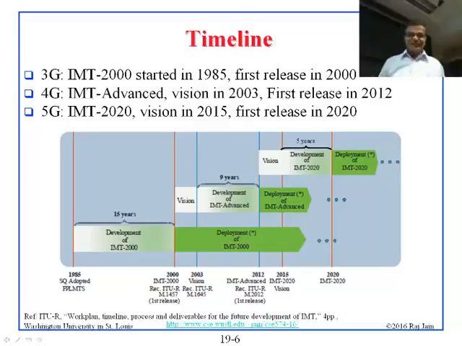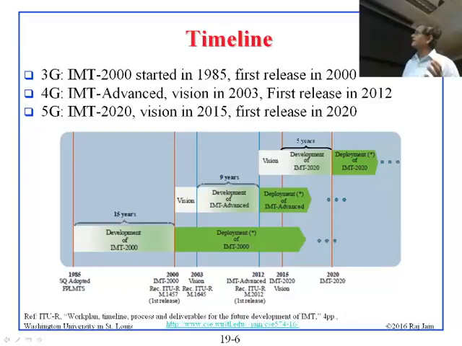All right. So the timeline, when is it going to happen? Now, basically, if you look at 2G started in 1985, and it is called IMT 2000. It took 15 years. So the 4G actually started in 2000. So this is 3G. 3G started in 1985 and ended in 2000. So it took 15 years. 4G started in 2000 and ended in 2012.